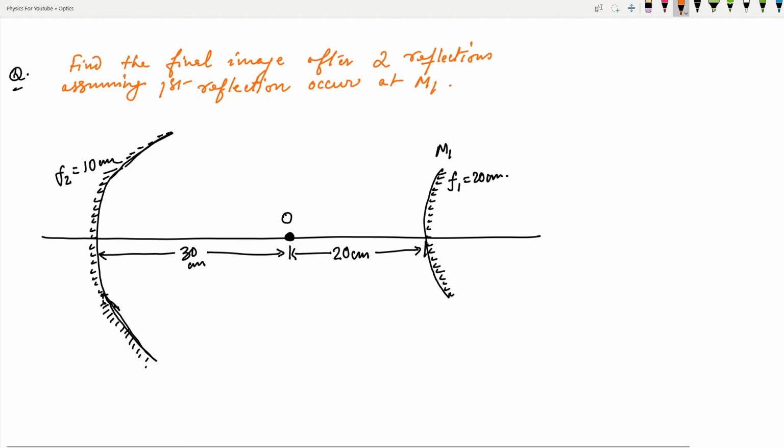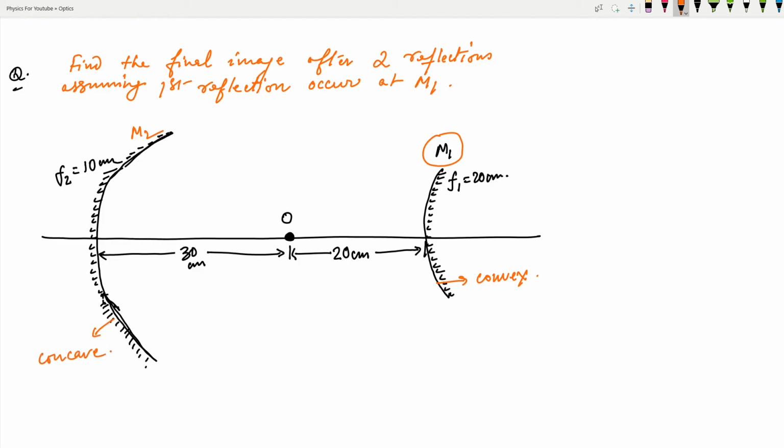The second question says find the final image after two reflections, assuming the first reflection occurs at M1. So this is our first point of reflection, or the first mirror of reflection. This is M1 and this is M2. The concept is similar again. In the earlier case I took one spherical mirror and one plane mirror, but here I have taken both spherical mirrors. The first mirror is a convex mirror and the second mirror is a concave mirror.